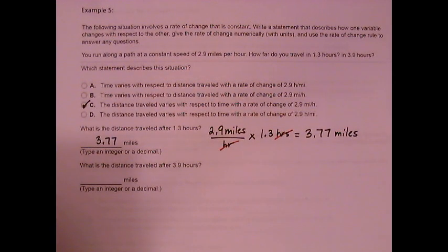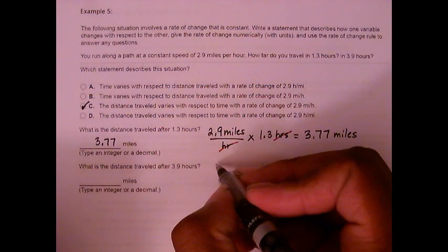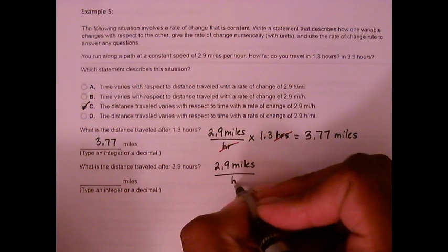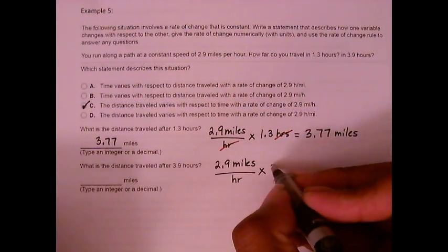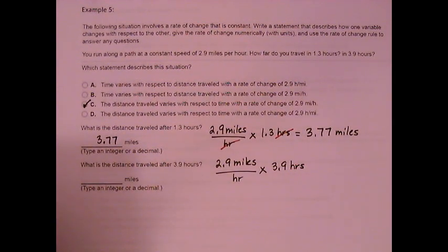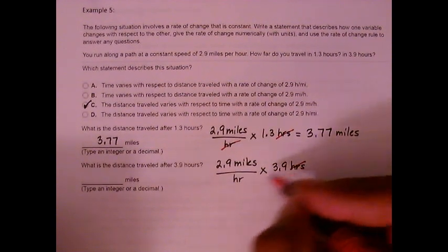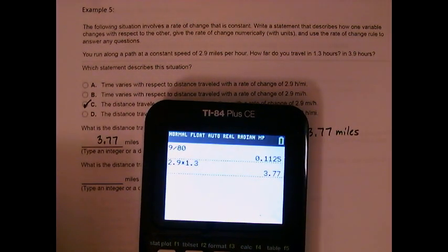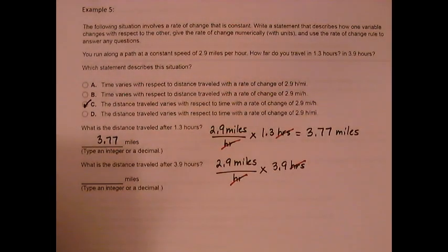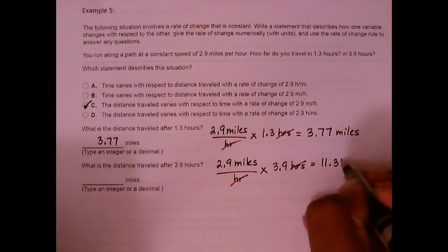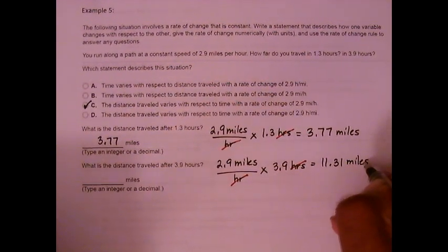And then what's the distance traveled after 3.9 hours? Now we're going at a rate of 2.9 miles per hour. This time we're going to multiply that by the 3.9 hours that we run along that path. And here again the hours divide out. So if we do 2.9 times 3.9, you'll get 11.31 miles. That means the distance traveled will be 11.31 miles.